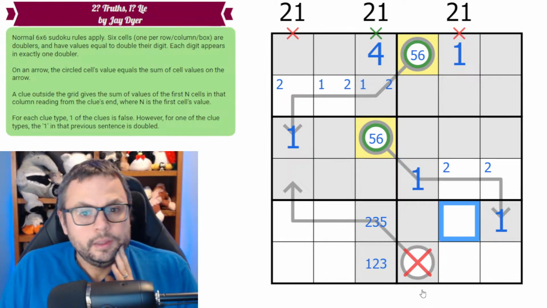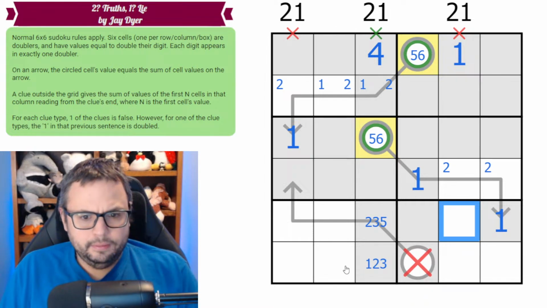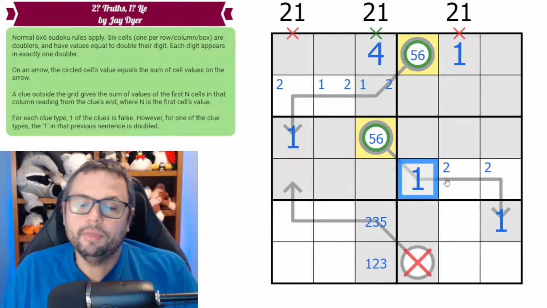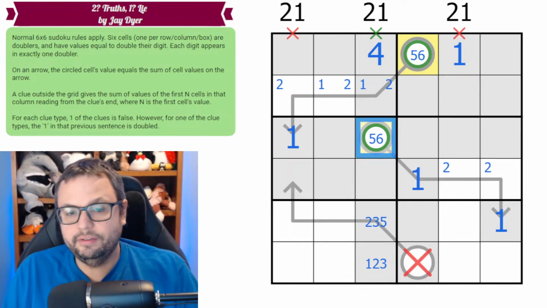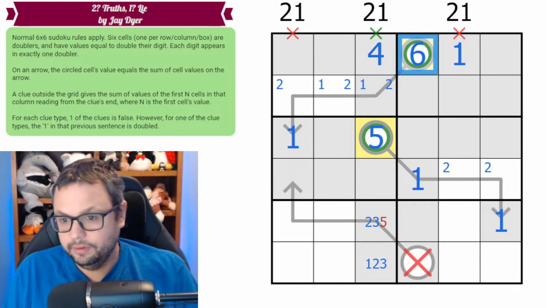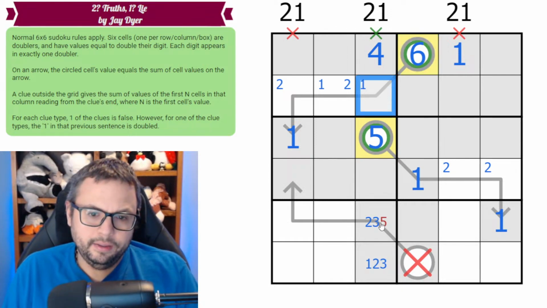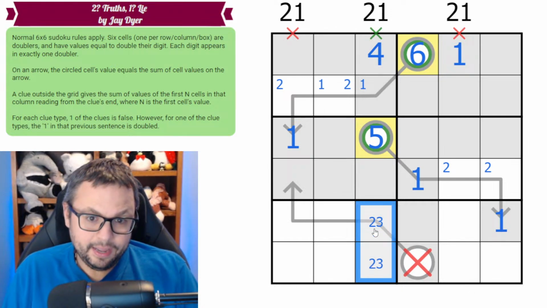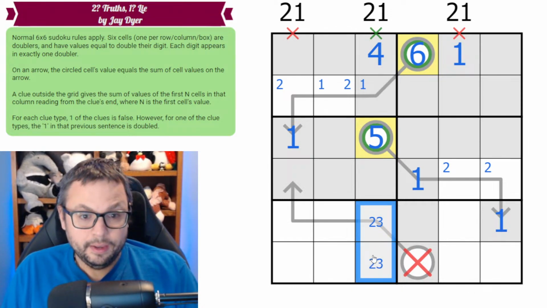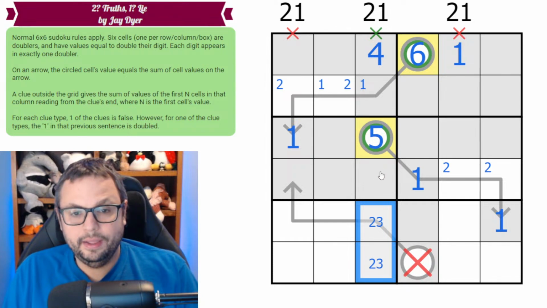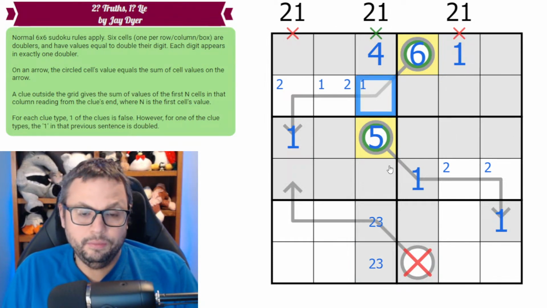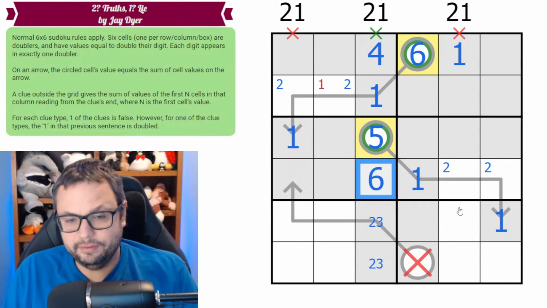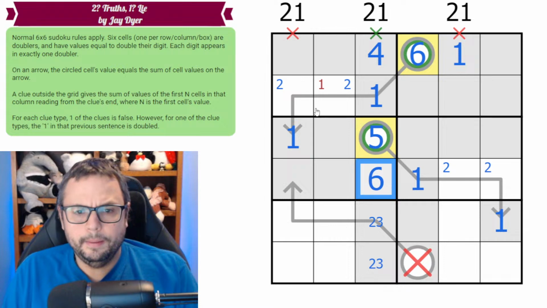So 1 is down in one of these two cells. This is the arrow where the 1 isn't the one that's doubled. So this is the 5, and that's the 6. So that means that these are indeed a 2-3 pair in order to make that work. Right, I need to place a 1 in this column, and it only goes there. So that's the 6. Right.